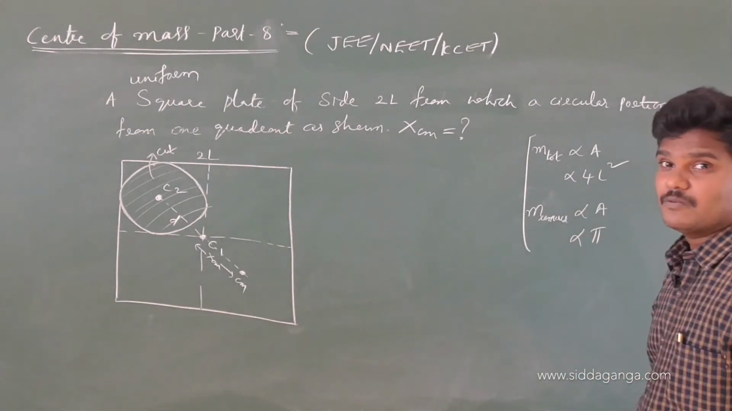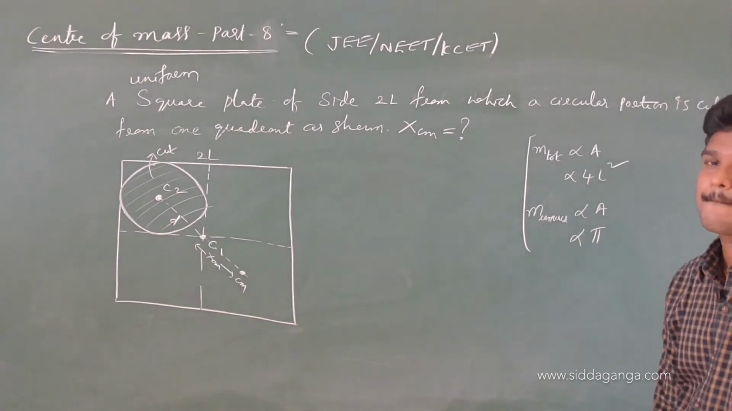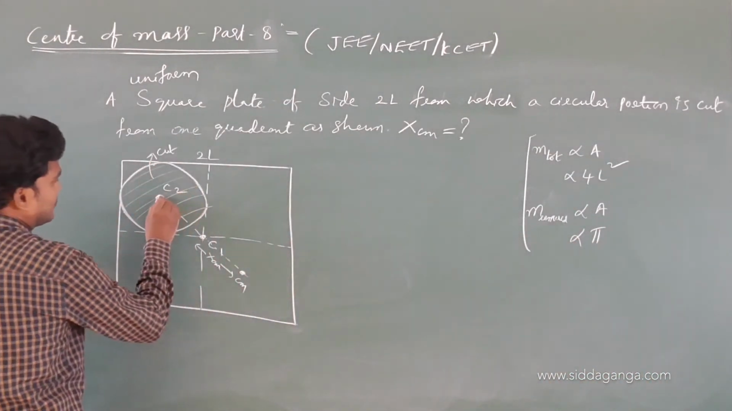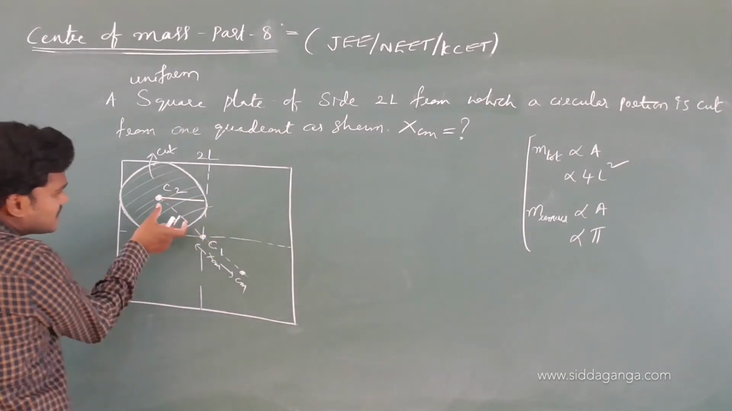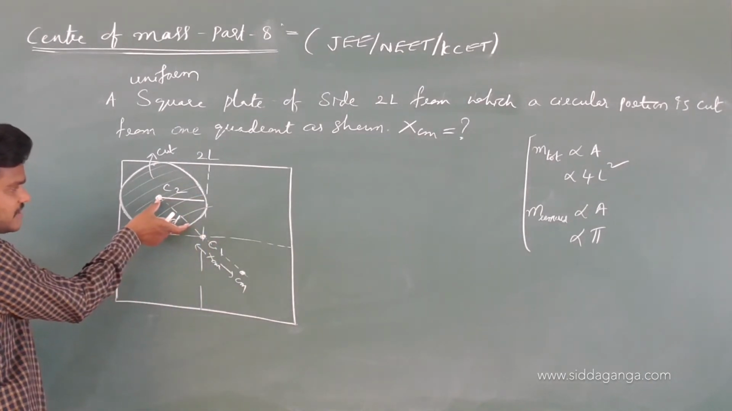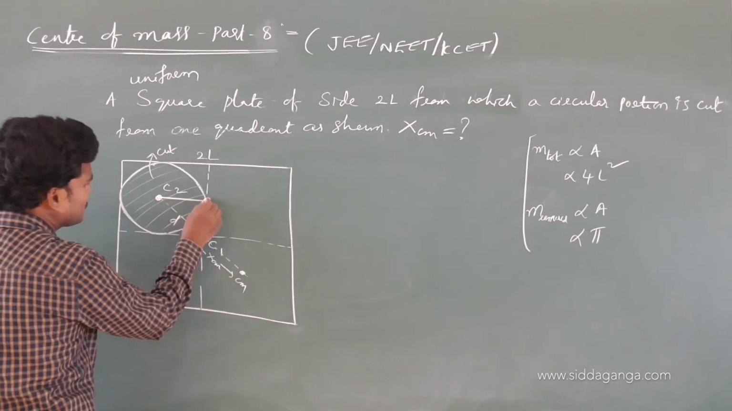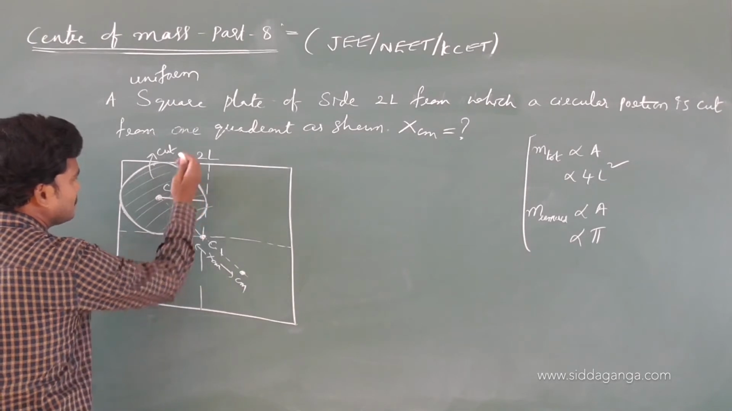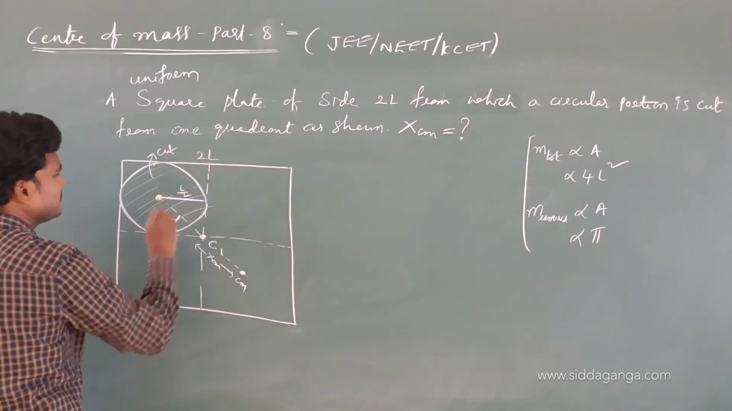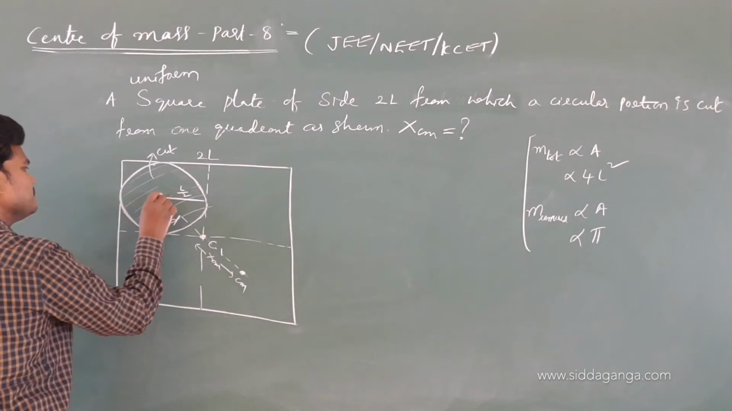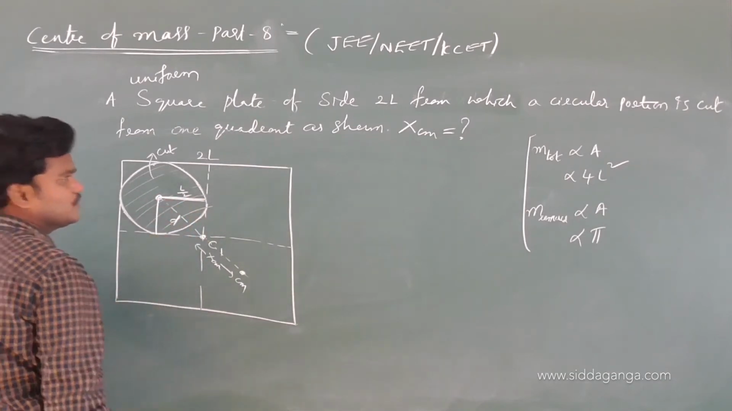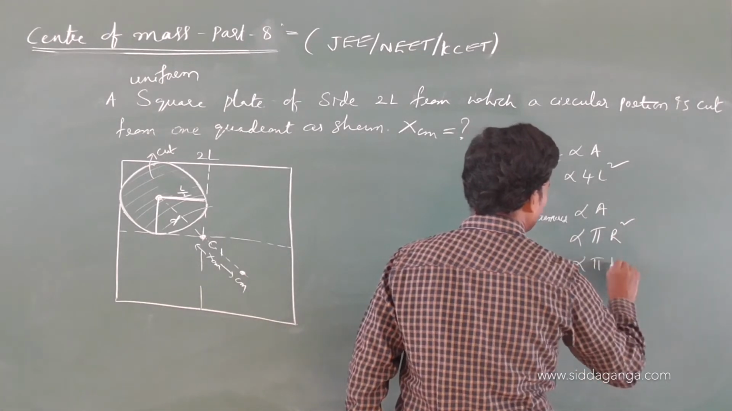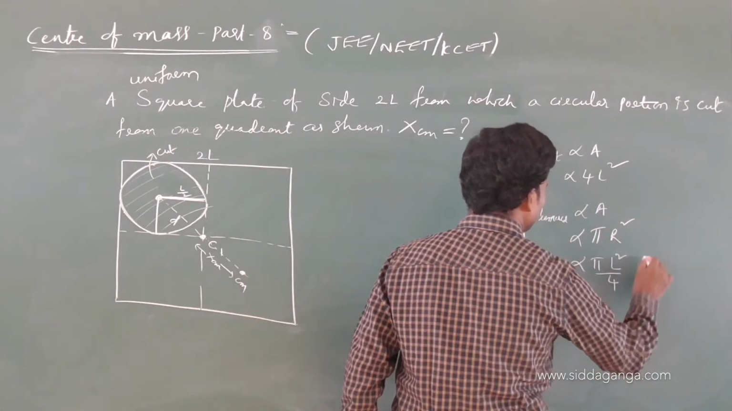What is r? What is the radius of this circular disc? This is the radius. Okay, not this one, this, up to here is the radius. So, what is the radius of this circular portion? L by 2. Radius is L by 2. This is also the radius. So, pi r square is nothing but pi L by 2 square, pi L square by 4.